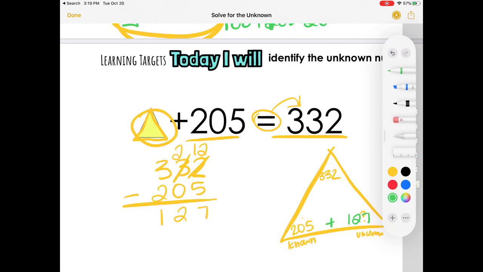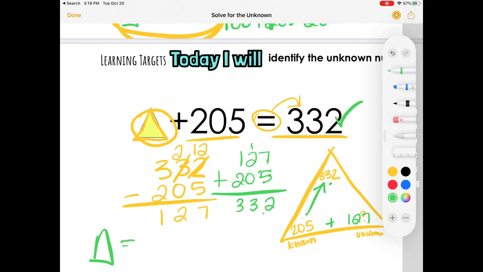But I'm going to double check by adding the 205 and seeing if I get 332. It never hurts to double check. 5 plus 7, 7, 8, 9, 10, 11, 12, 2, carry my 1. 2 plus 1 is 3. 2 plus 1 is 3. 332. So my triangle equals 127.